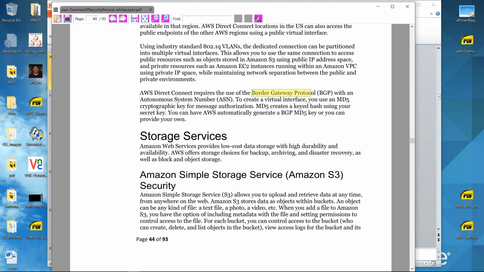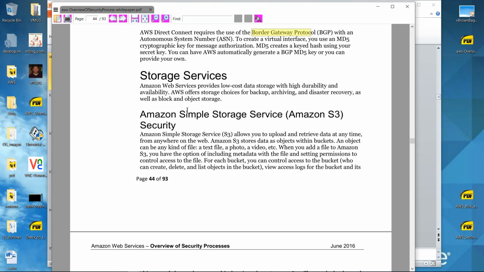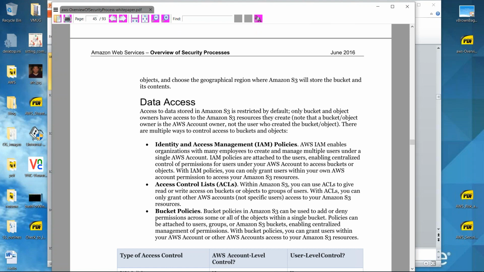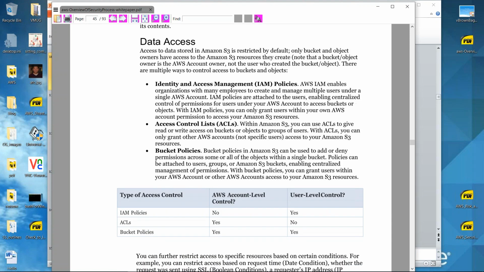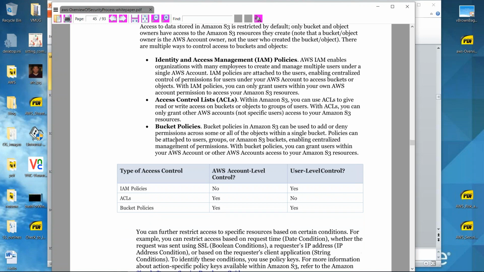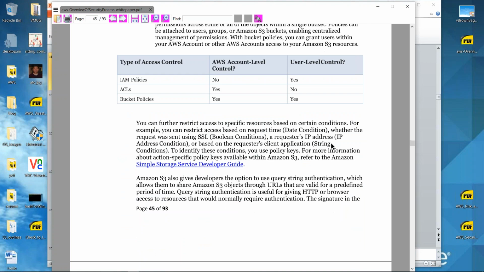So this is mostly, we have talked about VPC to connect, and this is something to do with the storage, how we provide data access. We have three ways to provide data access to storage. One is the IAM policy, one is the access control list, and the last one that is specific to storage is the bucket policy. I think this table is also good to remember.